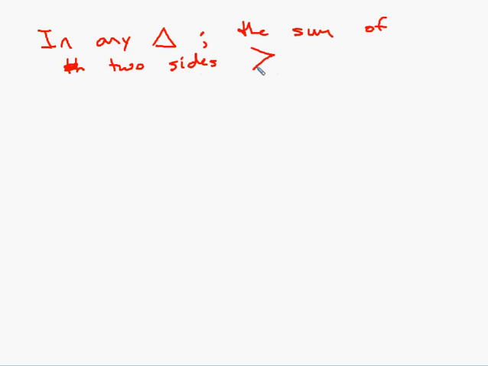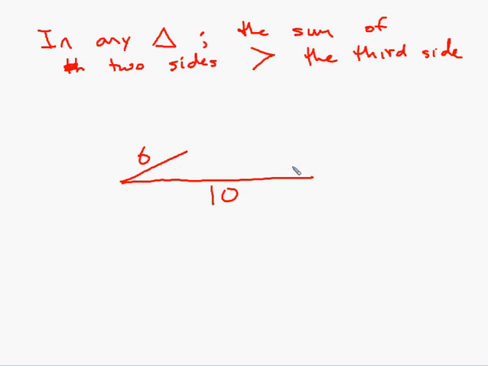The next thing, related. In any triangle, the sum of two sides must be greater than the third side. And if that's not the case, then you do not have a triangle. So what am I saying here? Let's say this side's 10. Let's say this is 6. And let's say this is 2.